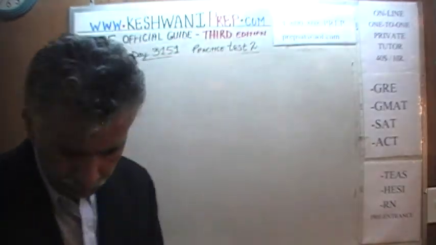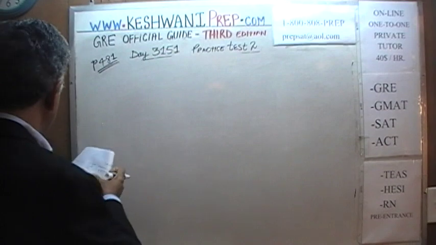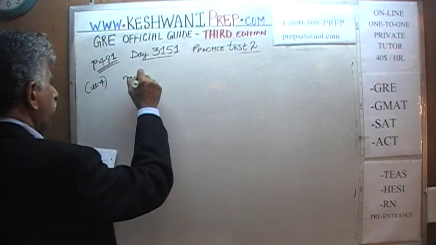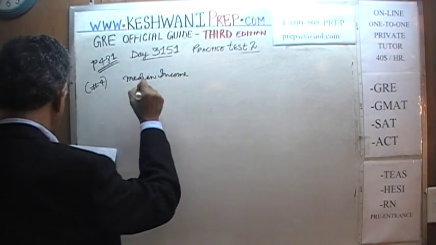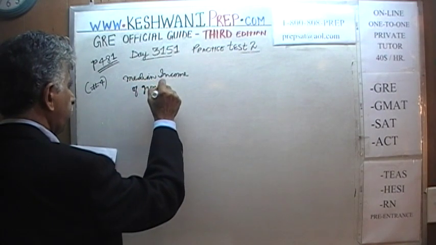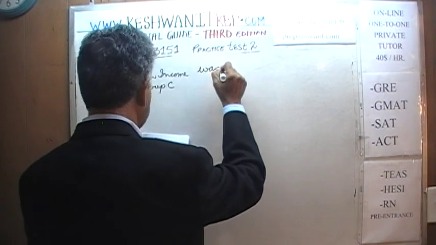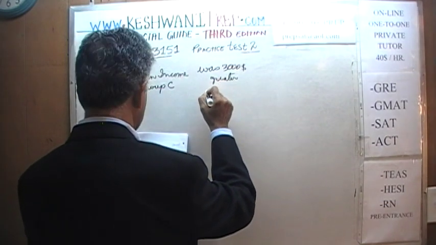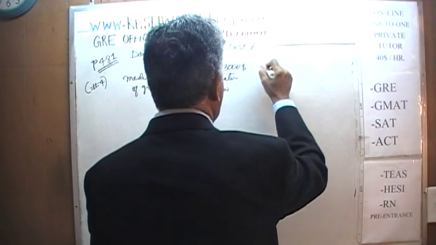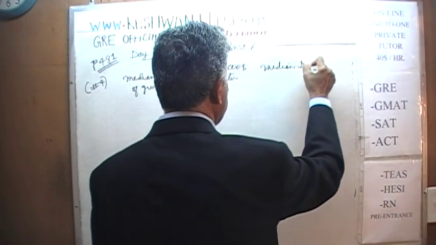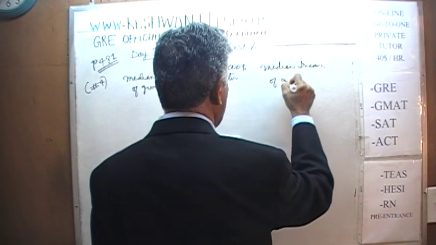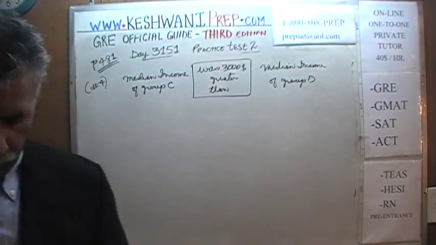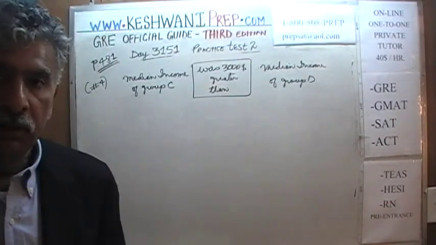Number four. Number four says that the median income of group C, we are told, was $300 greater than the median income of group D. Median income of group C was $300 greater than median income of the other group.